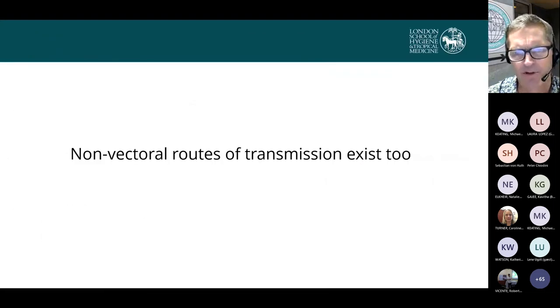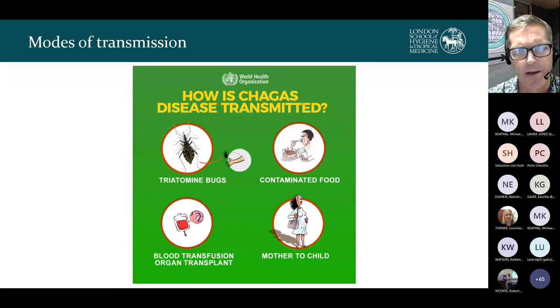So those are the vectoral routes of transmission, and when we talk to Adriana, it turns out that although she grew up in that city, every summer she would spend the whole of the summer in her grandma's place, which was in a very rural part of the same state, where she was getting exposed to the vector. So that was how she got it.